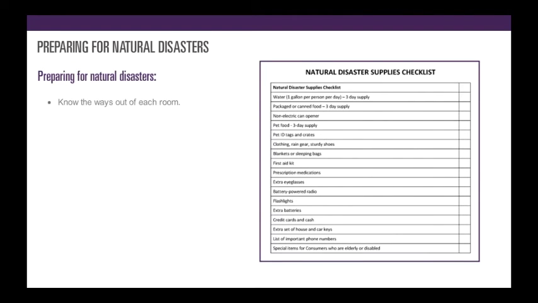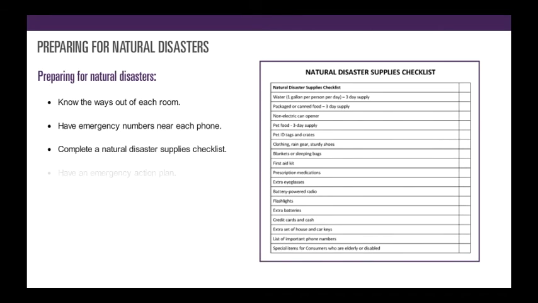First, make sure you know the ways out of each room. Next, make sure you have emergency numbers near each phone. See if the consumer has a natural disaster supplies checklist, similar to the one on the screen. Finally, check to see if the consumer has an emergency action plan. This plan would list the ways out of each room and list family contact information.